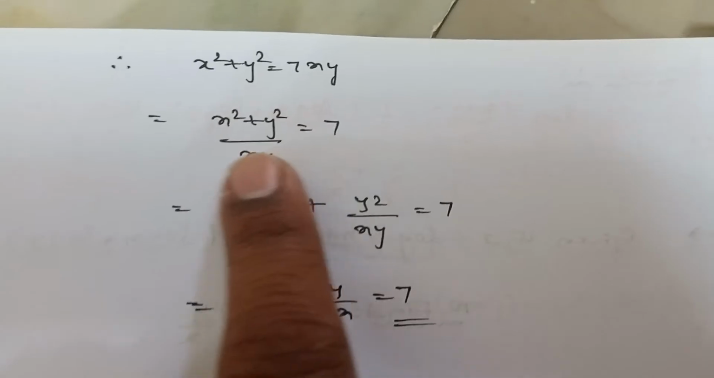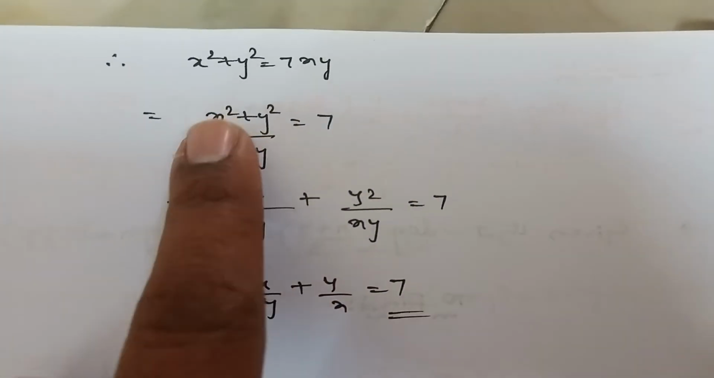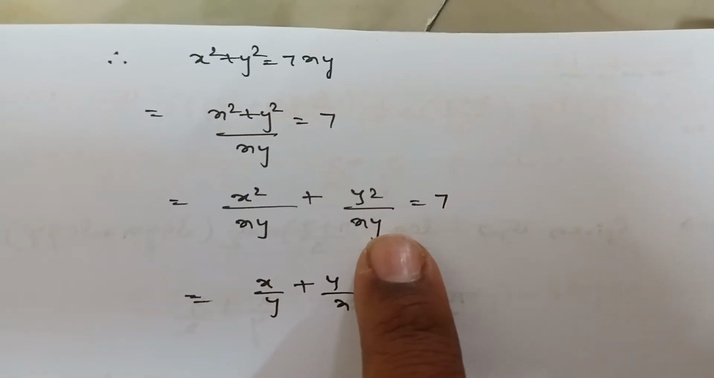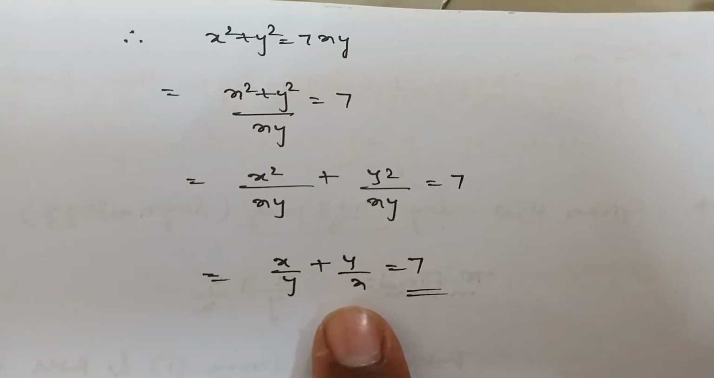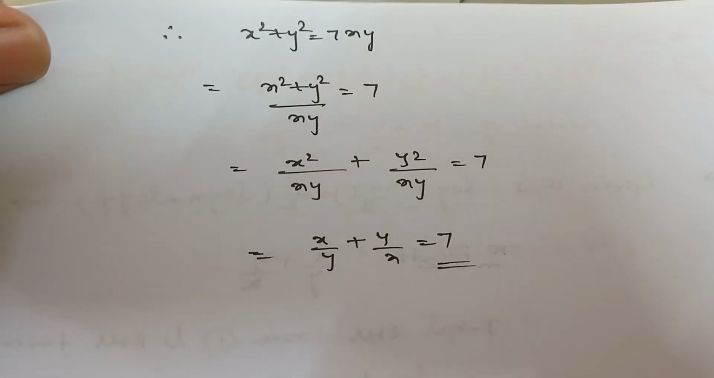Now x square plus y square equals 7xy. So make 7 the subject. What do we get? (x square plus y square) by xy. We can split it as x square by xy plus y square by xy. Cancel one x here, we get x by y. Cancel one y, we get y by x, that equals 7. That is the RHS part. Okay, that is what was required to prove.